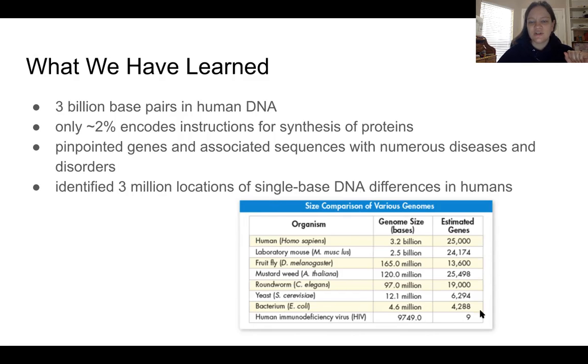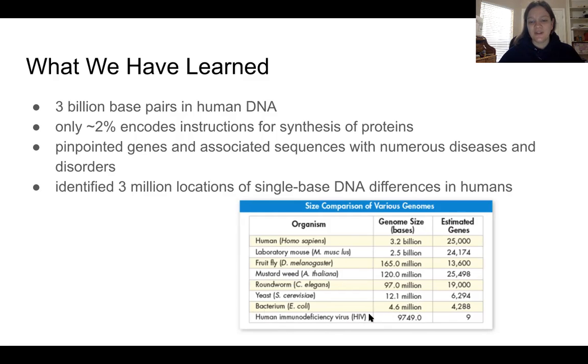This is just comparing the size of genomes of various organisms. Humans have the most on here, but some of these are probably more than you would think they do. Like E. coli bacteria still have 4.6. This is a little bacteria, and it still has 4.6 million bases in its genome.